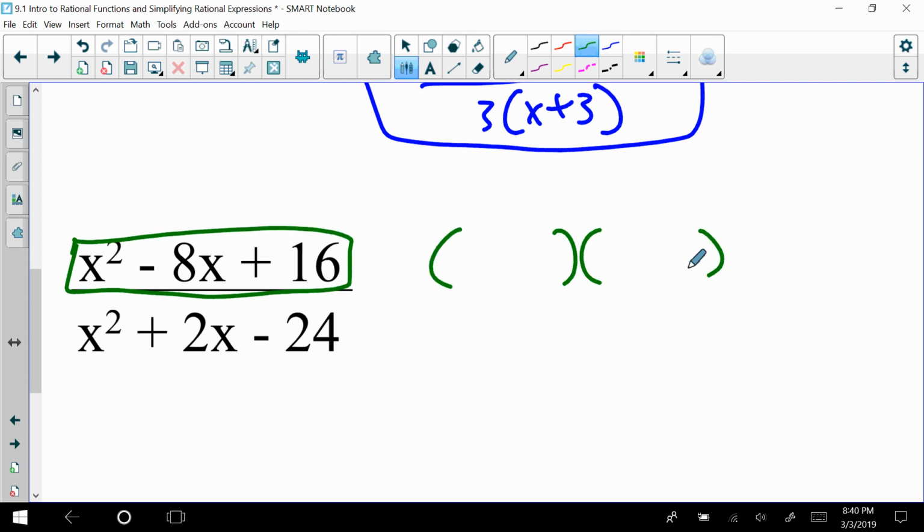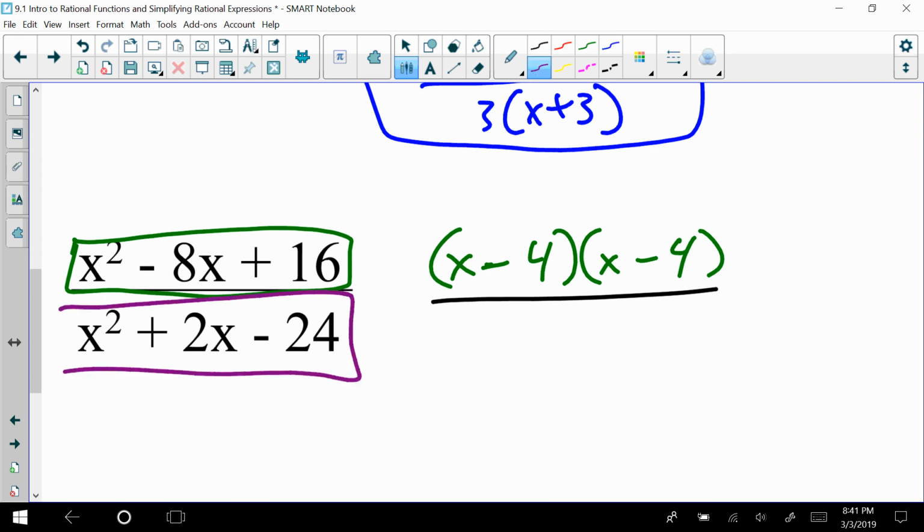I'm thinking of factors of 16 that add to 8. Do I know any of those factors of 16 that would add to 8? Well, I think 4 and 4 do. This is a plus, so I know the signs are the same. This tells me what kind, so they're both negative. Draw my line. Now I try to conquer the other one.